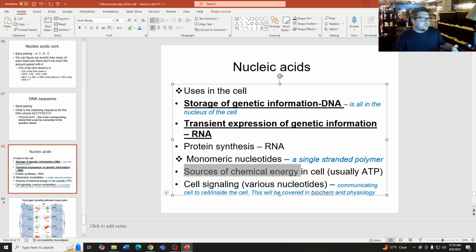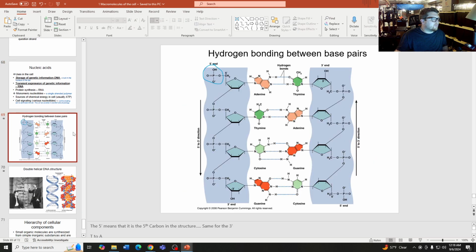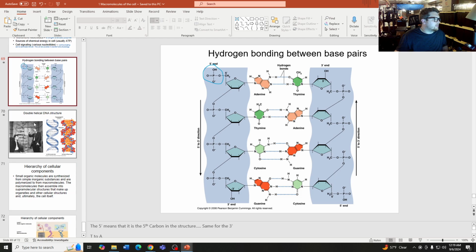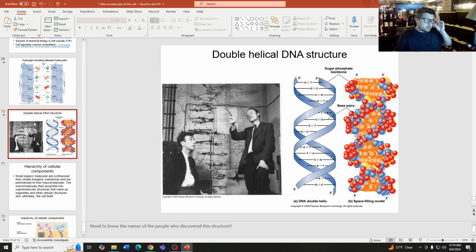It's a source of chemical energy in the cell, relying usually on ATP, and cell signaling involves various nucleotides. We won't talk about this a lot. That's more in biochem and physiology. Here is just a picture of the hydrogen bonding that goes on, the actual structure of DNA.